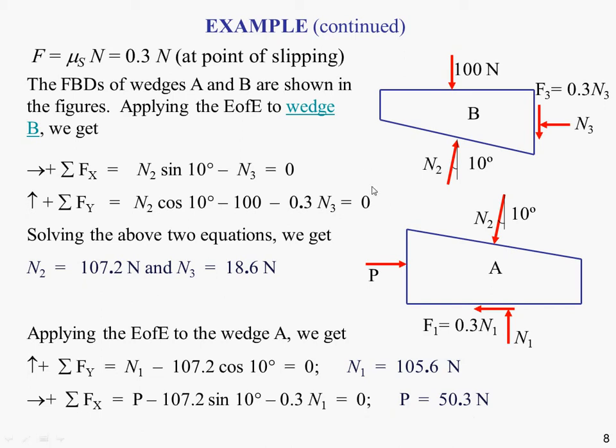Okay, so that's the end of the problem. Just thinking about this application of wedges and the fact that we use a relatively smaller force to lift a larger weight than that force, we can see here that we're applying a load, a force of 50.3 newtons, and the load that we're trying to lift is 100 newtons. So we get a mechanical advantage here of about 2 to 1.